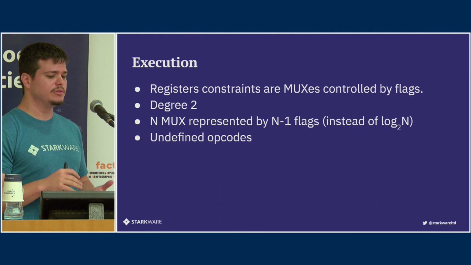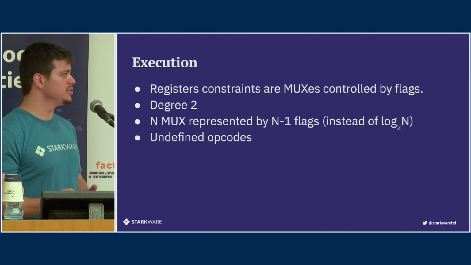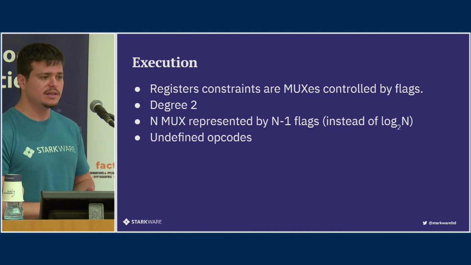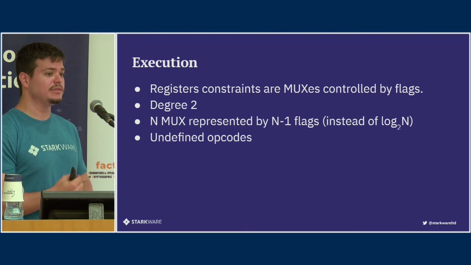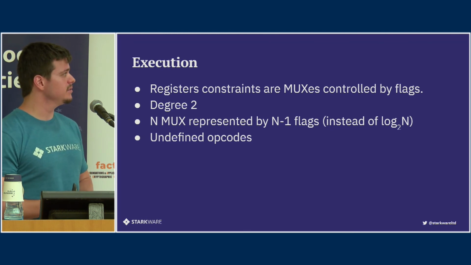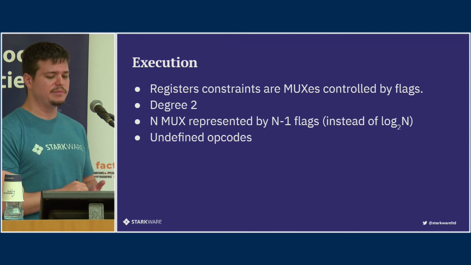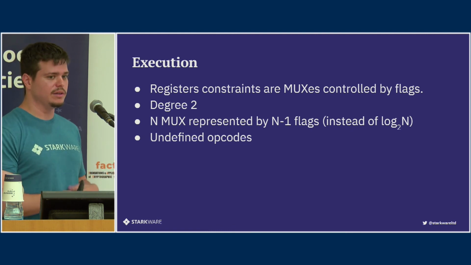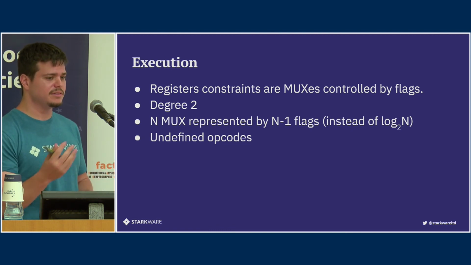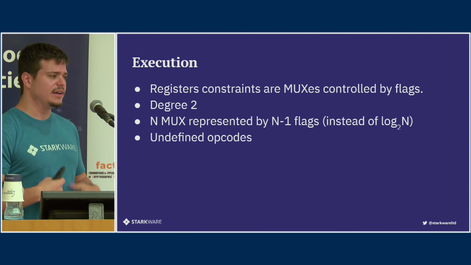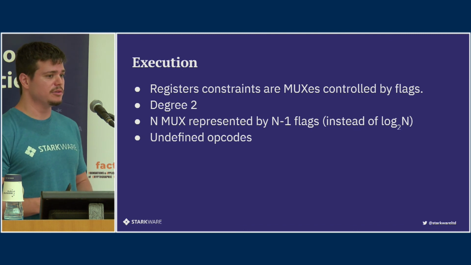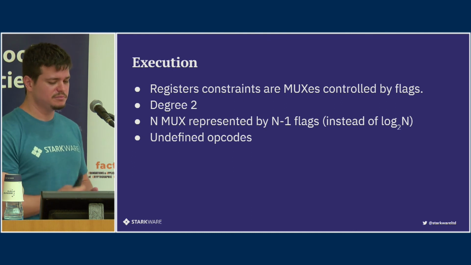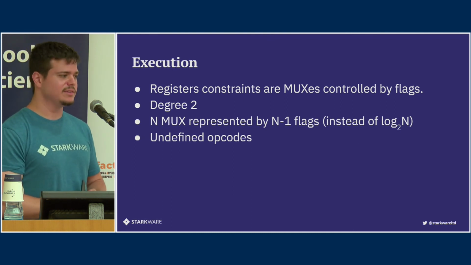So if we want to choose between n different expressions, instead of using log n bits, we use n minus 1. If we use log n, we would have a higher degree for our multiplexer. To keep it degree 2, we have n minus 1 flags where either exactly one of them is 1 and the others are zeros, or everyone is 0 and this is the other one. So this introduces a couple of invalid opcodes where we have more than 1 bit on, but we just treat these as invalid programs.